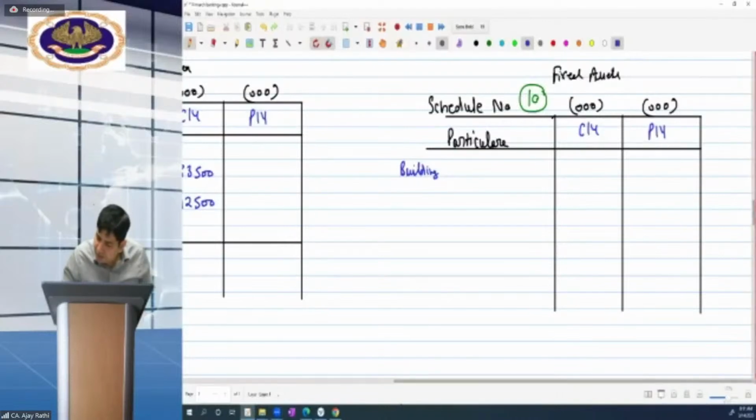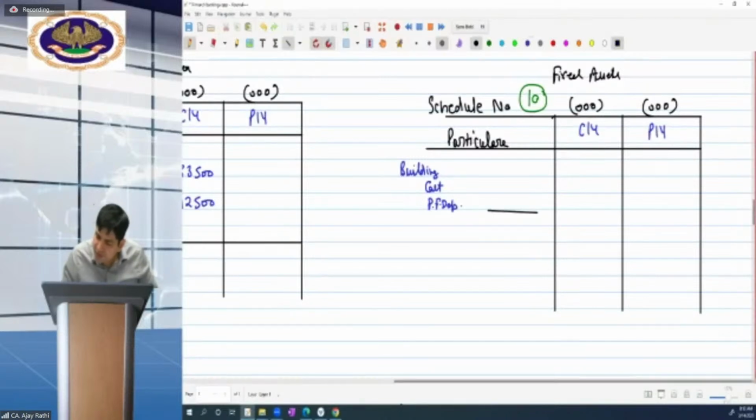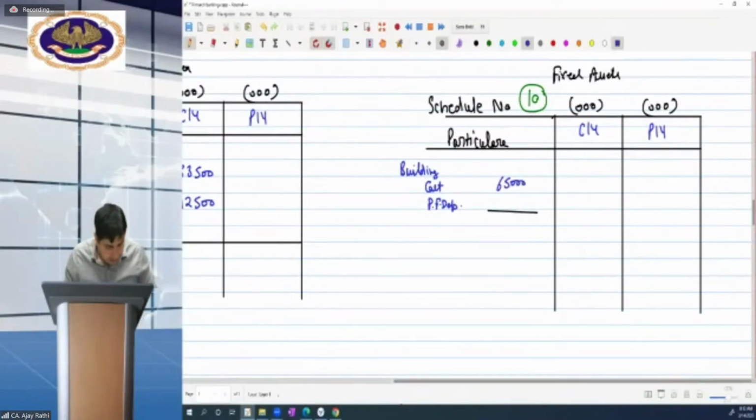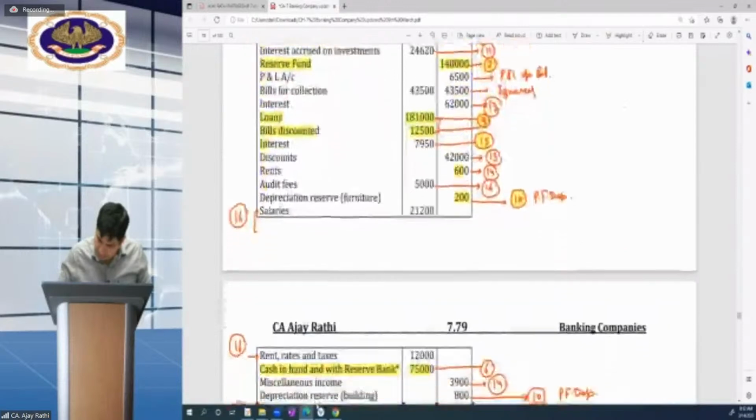Name has been given, building. Beta, there is opening balance. There is cost and provision for depreciation. Cost is there, 65,000. And correspondingly, reserves are also there regarding furniture and building.